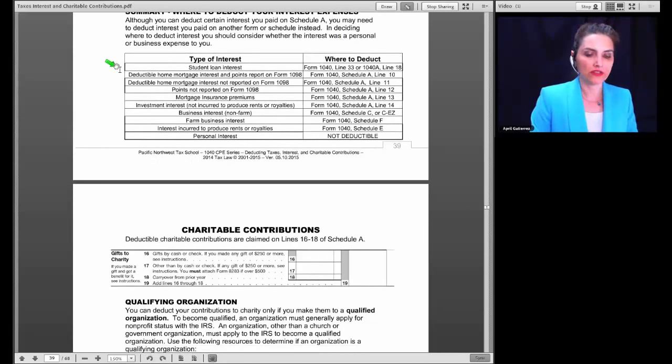We begin with student loan interest. It is not deducted on Schedule A. If it is deductible, it is deducted on Form 1040 as an adjustment to income, and that would be on line 33, or if you're filing the short Form 1040A, it would go on line 18.